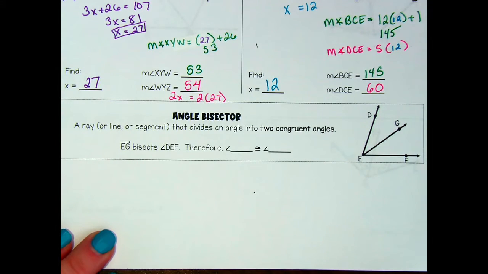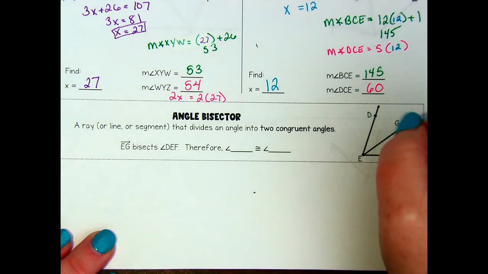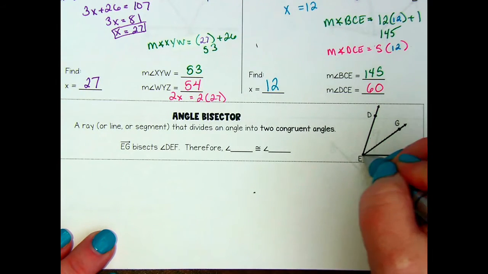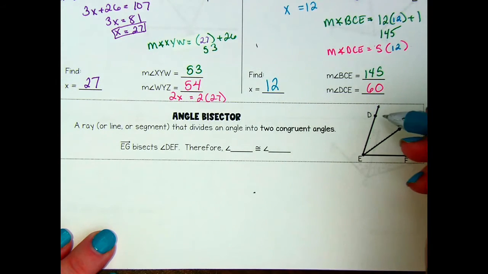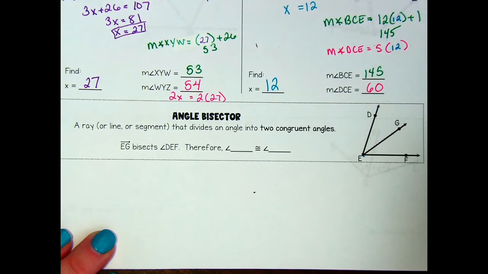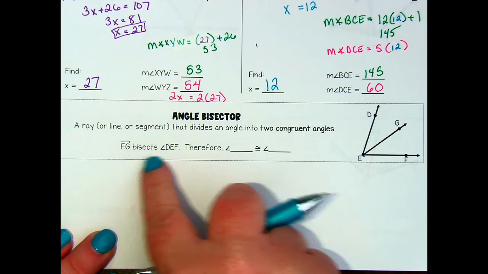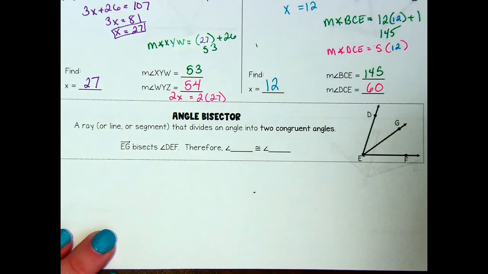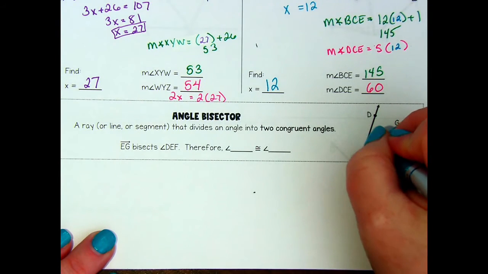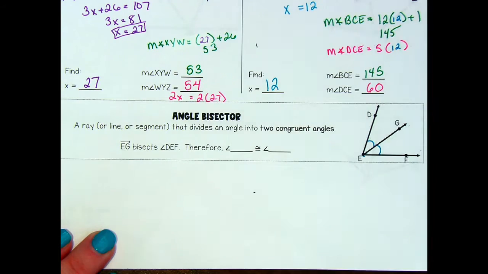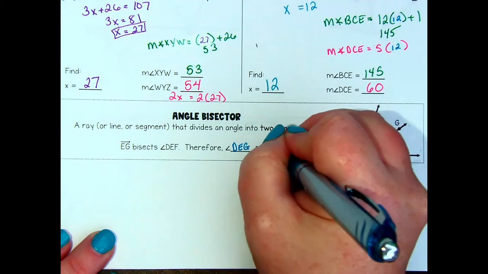So when I see that, the first thing I want to do is mark on my paper that ray EG is bisecting angle DEF. And please note, when I am looking at these figures, I'm moving my pencil, I'm finding the ray, I'm finding the angle. If these angles are congruent, I'm going to put these little arcs because that shows that those angles are congruent. So therefore, angle DEG is going to be congruent to angle GEF.